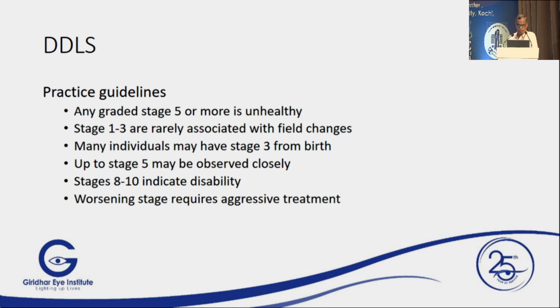Any stage more than 5 is unhealthy. More than 5 doesn't indicate glaucoma, but it is unhealthy. Stages 1 to 3 are rarely associated with field changes, and up to stage 5 could be observed. Stages 8 to 10 indicate disability, and a worsening stage requires aggressive treatment.